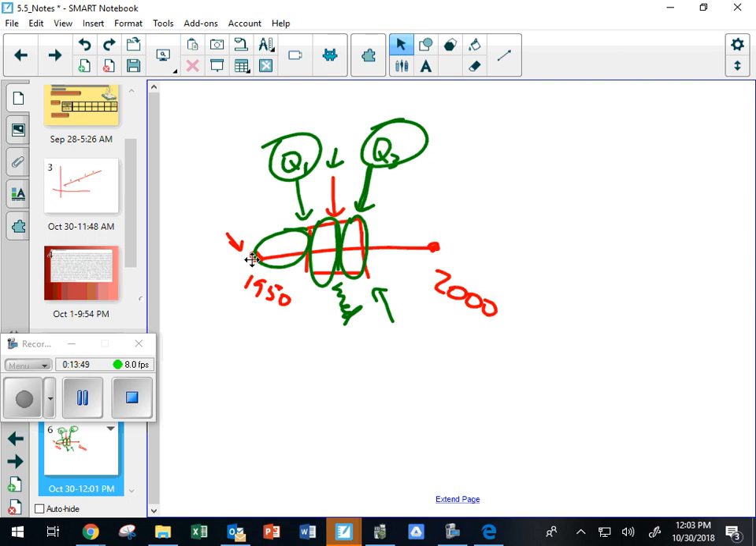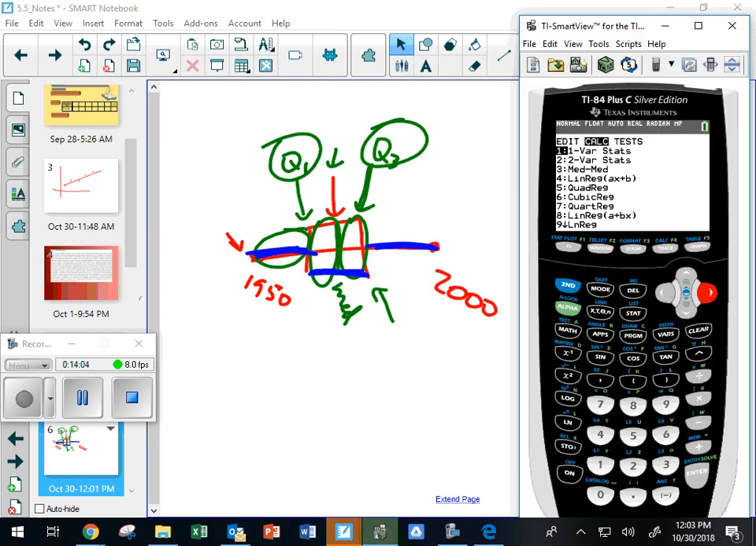25% of your data is from here to here, 25% is from here to here, and the other two 25% are in here, and they total up to 50% of your data is in the middle. Okay, so there's a little teeny tiny stats lesson. Go back in here and do one variable stats.